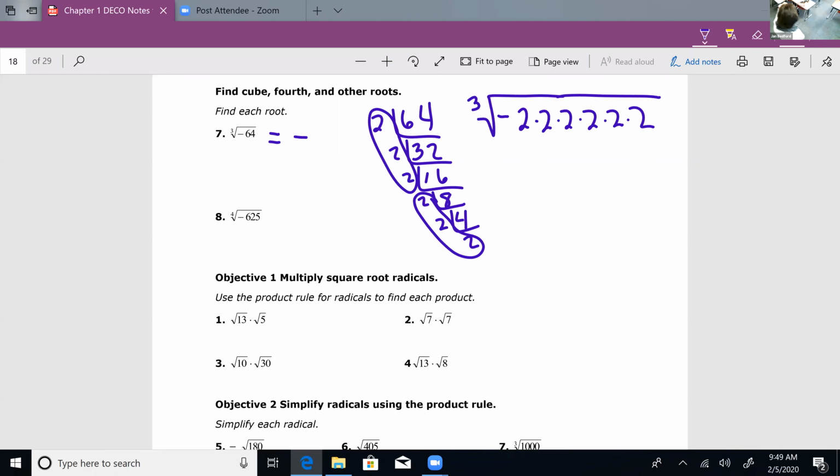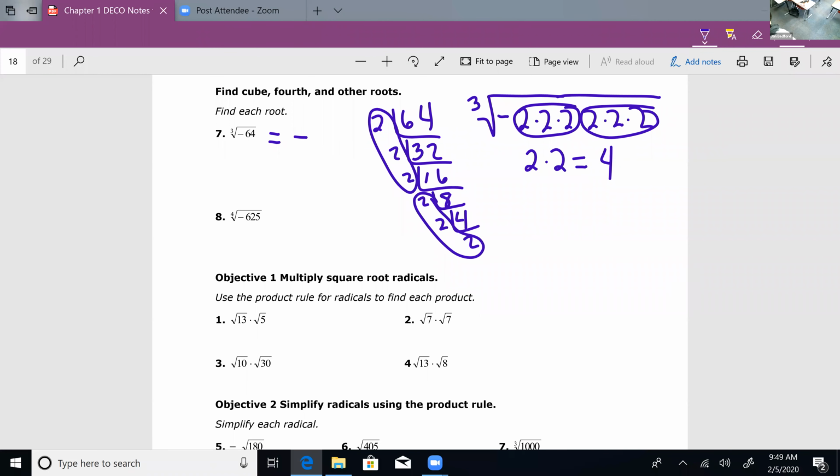It means if I've got something multiplied together 3 times, it can come outside the radical, right? That's why I've got that group of 2's, and then I'm going to have this group of 2's. So you're going to take 1 from each group you circled. It comes outside the radical. And that tells me the number 4 should be what I could multiply together 3 times to get 64.